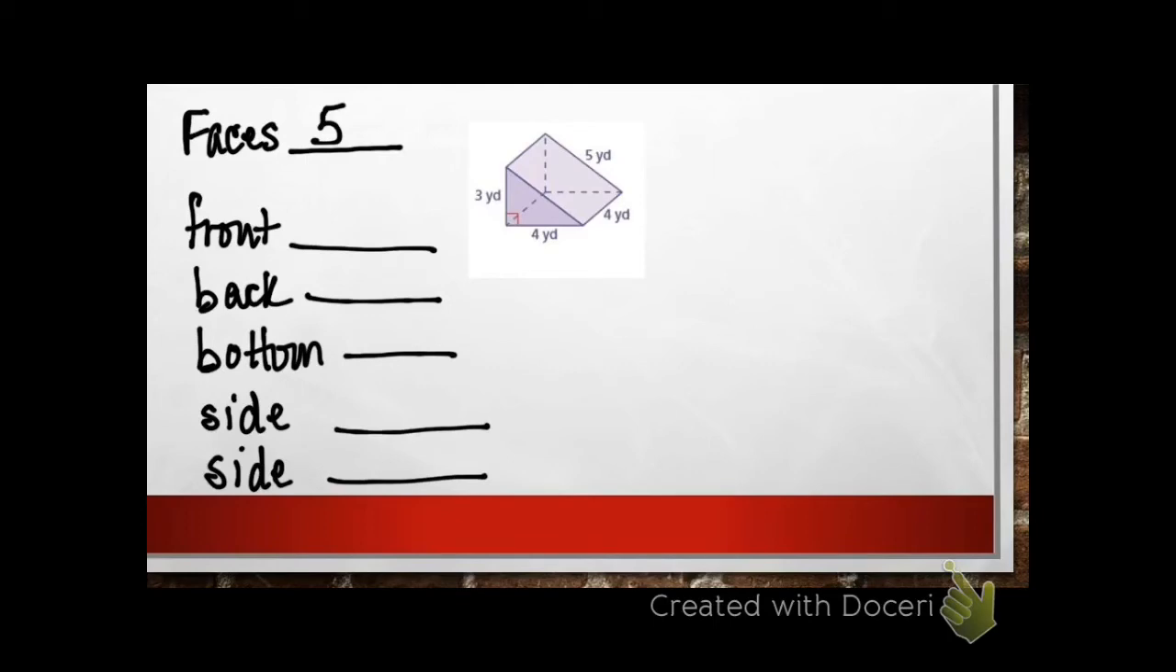All right, so let's look at this again. Our front is our triangle. So we already know that we're going to put 1/2, because we know that to find the area of a triangle, it's 1/2 times the base times the height. So it's going to be 1/2 of 4 times 3. So write that for the front and the back.